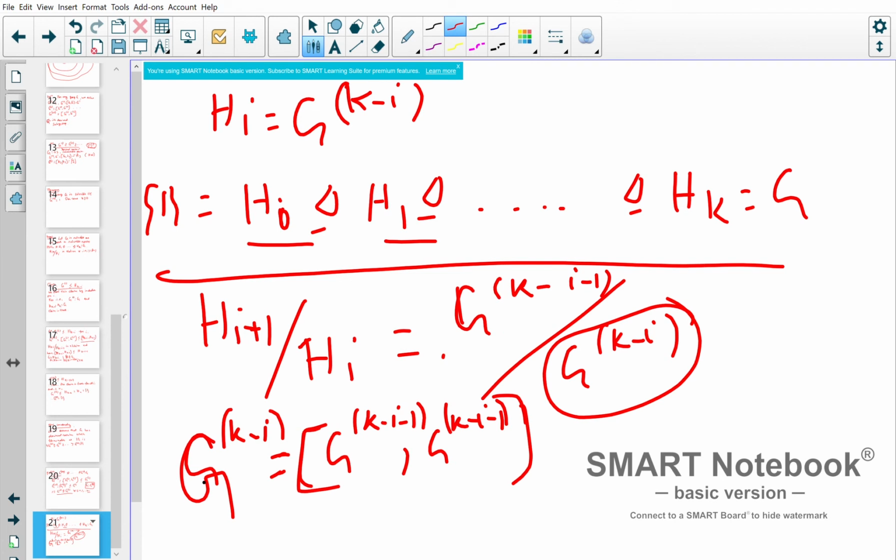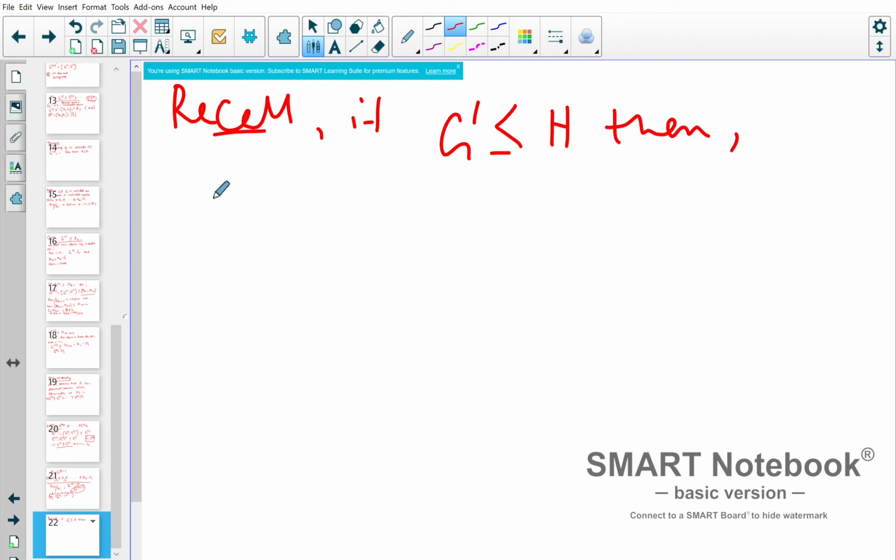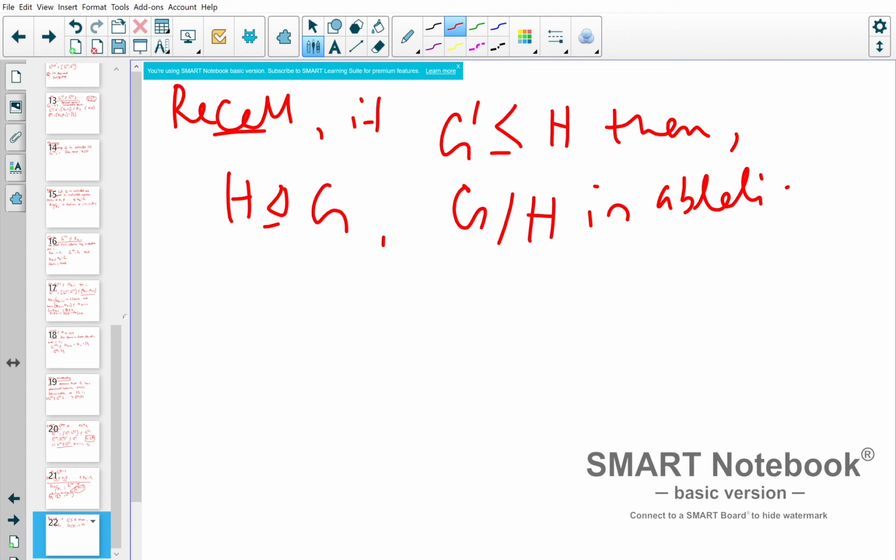Now abelianness will come from the property that, again you remember, if G dash is sitting inside H, then H will be normal, and not only that, the quotient group is abelian, right? Now here what will you choose? So you recall the property. Recall that if you have a group G such that G dash is sitting inside H, another subgroup, then H will be a normal subgroup of G, and G mod H is abelian. Okay, so we already proved this last class.